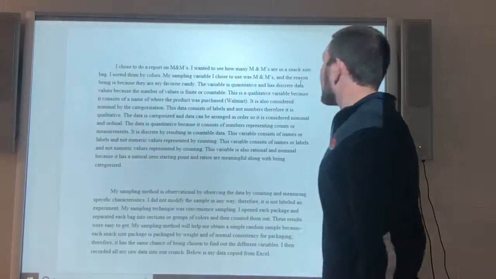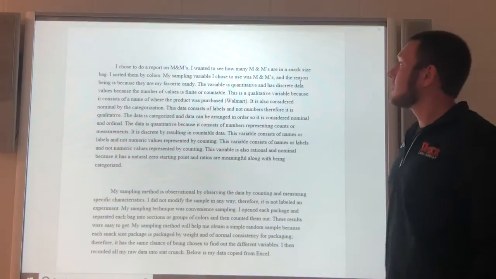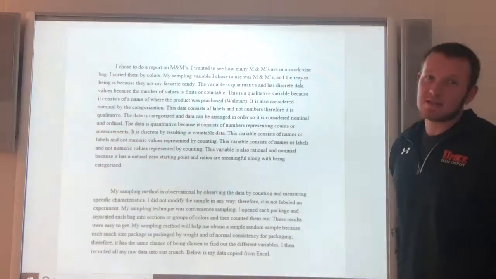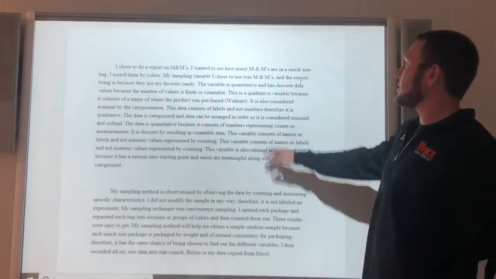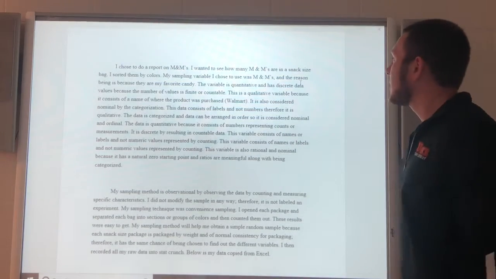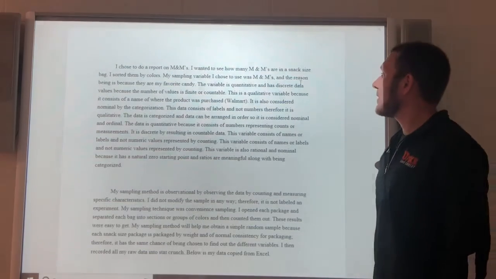Hey guys, so for my stats final, I chose to do a report on M&Ms. I wanted to see how many M&Ms are in a snack size bag. So I sorted them by colors. My sampling variable I chose to use was obviously the M&Ms, and the reason behind this is they've always been my favorite candy.